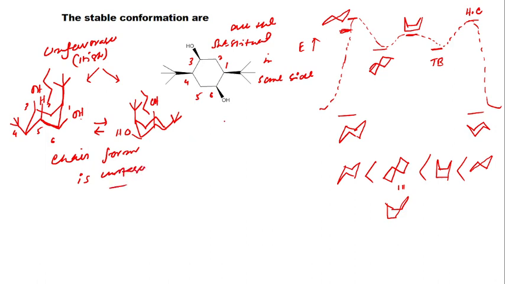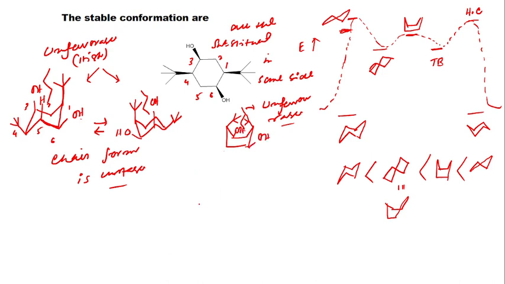So let's try this for the boat form. These are the boat forms. In the boat form, you notice that this group is here and this group is here. Very high unfavorable interactions. Again, unfavorable. Here I didn't put the weights because I'm not considering that. If I put the weights, one weight will be here, another weight will be here.